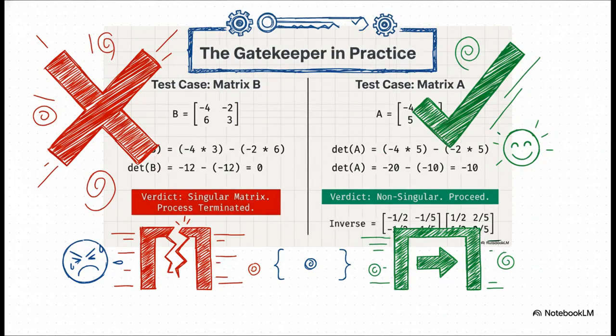And here's that test in action. Look at matrix B on the left. You do the math, and its determinant comes out to 0. That's our red flag. It's a singular matrix, so we can't build an inverse. Full stop. Now look at matrix A on the right. Its determinant is -10. That's not 0, so we get the green light. It's non-singular, and we are good to go. You see how this simple check can save us a whole lot of wasted effort?